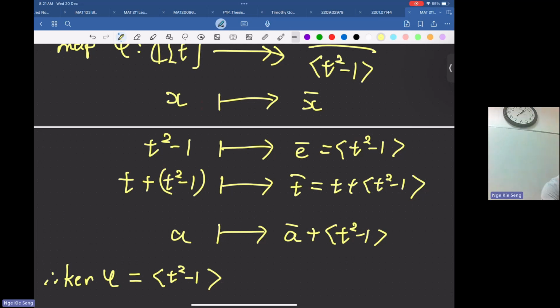Note that when I write a coset here, this is an additive coset. We are considering the additive coset, not the multiplicative coset.